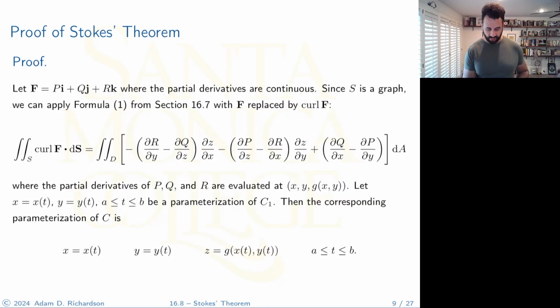Okay, so let's write our vector field F in this form, P i, Q j, R k, where the partial derivatives are continuous, so we're assuming they're C1. Then since S is just a graph of a function of x and y, we can actually apply that formula that we saw in a previous section, 16.7, where we replace F with the curl of F. I made a little note of it in that section that we were going to reuse it. We're actually going to use it in both sections, here and then also in 16.9. But you can review that.